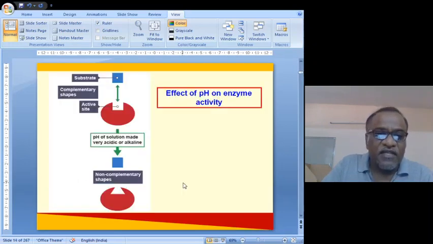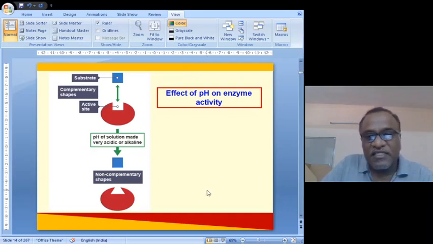The same thing happens if there is a change in the pH of the reaction mixture. So we have the enzyme, the active site of the enzyme, and there is a complementary shape for the substrate to bind. If there is a change in the pH of a solution, that is maybe very acidic or very alkaline, the complementarity between the enzyme and substrate is not observed because the enzyme active site changes shape, the enzyme undergoes denaturation, so the substrate molecules cannot bind to the active site of the enzyme.